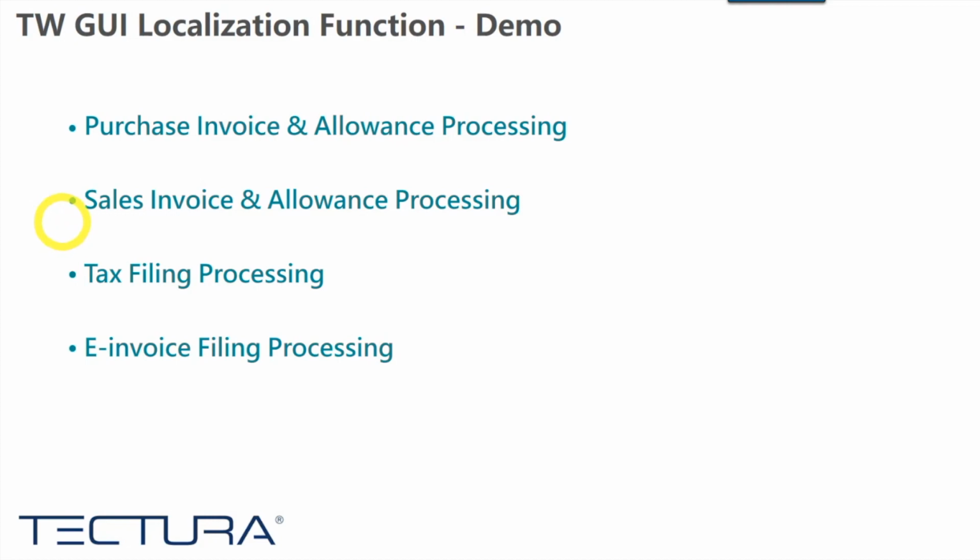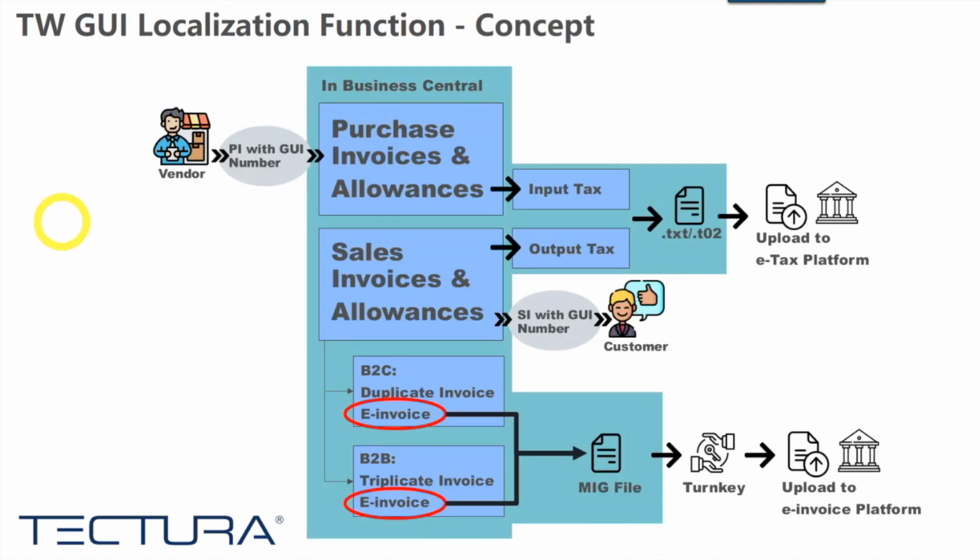So let's get started. For the basic concept, why this function? Due to the government regulation, companies must file business tax each period. Normally one period would be 2 months. As you can see, business tax is composed of input tax and output tax. Also, if the company is using E-invoice, you would also have to upload related information to the government platform timely.